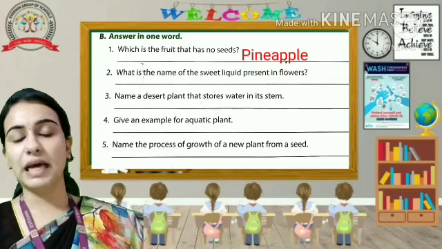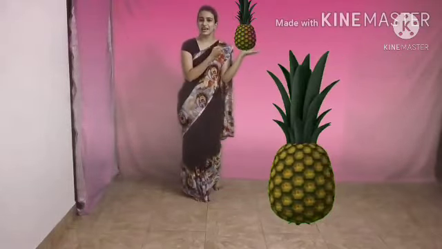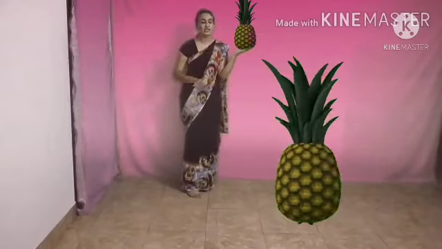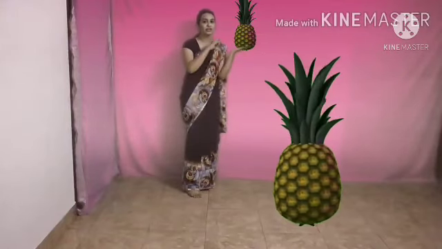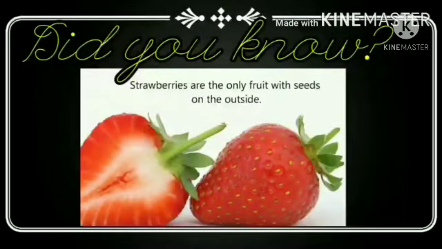Children, can you see something in my hand? Yes. So what is that? Yes, exactly, you're right. It is a pineapple. So pineapple is the only fruit that has no seed. Did you know strawberries are the only fruit with seeds on the outside?